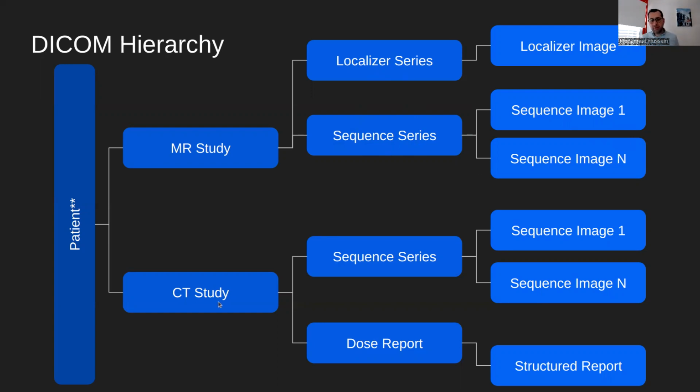Similar to the MR, CT scans usually have localizers, but for simplicity, I've ignored that part. They'll have a sequence, usually more than one. But the cool thing about CT studies is that you're going to have a dose report, which is usually coming across as a DICOM structured report. So here it's in its own series, and as you can see, there's a structured report with dose information.